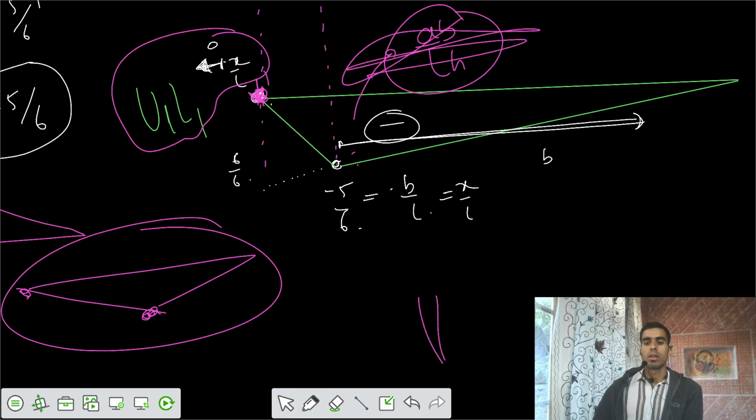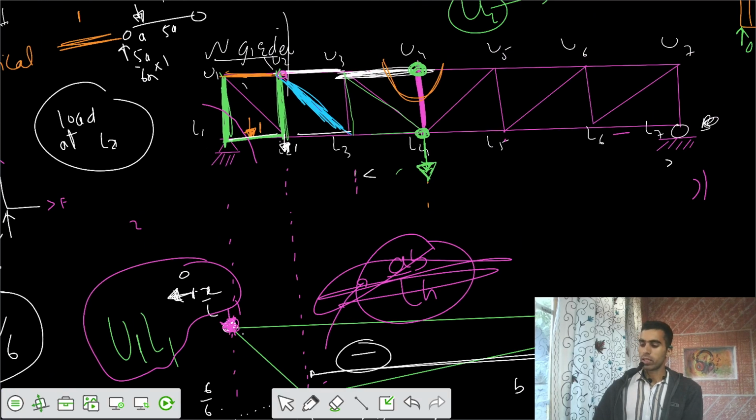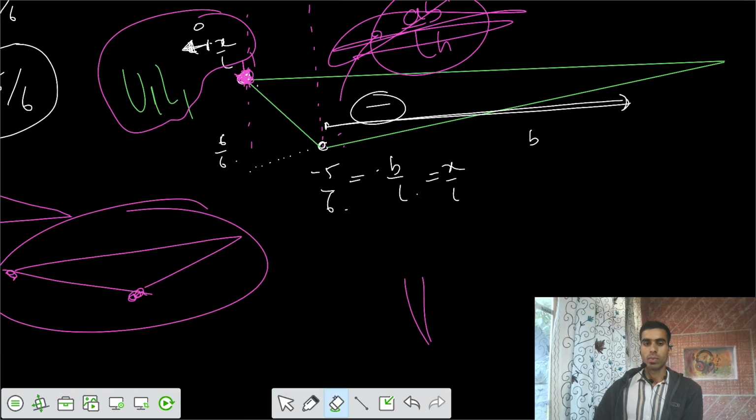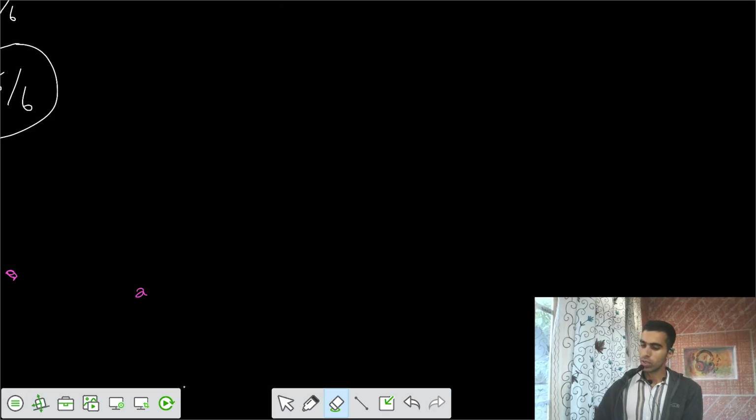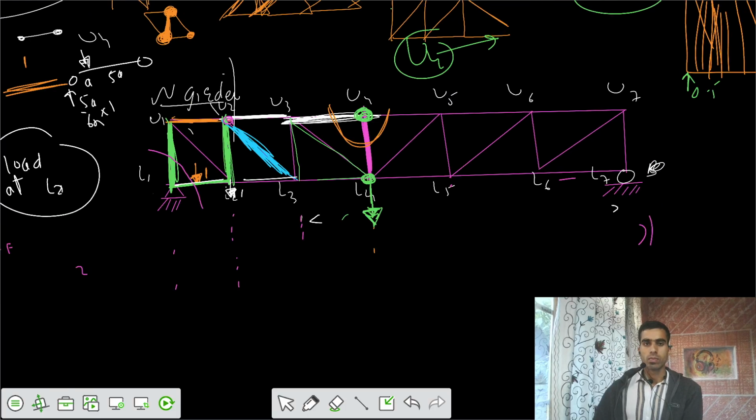Okay. This was the vertical member. Let's take the second vertical member, U2L2. Which of these is U2L2? Can you tell me which of these is U2L2? I think this one is U2L2.